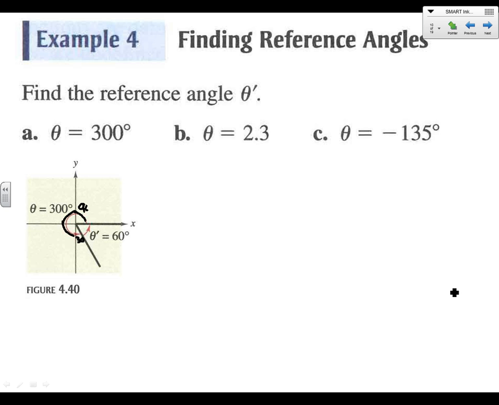So as I counted, I went 90 degrees, then another 90 for 180, then 270, plus another 30. How much is left over to finish off our angle? 60 degrees. So in this case, the reference angle, theta prime, that's what we mean when we have this little dash up there, is 60 degrees.